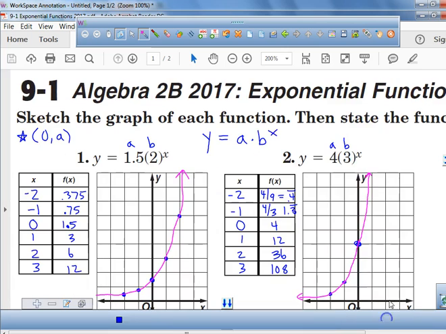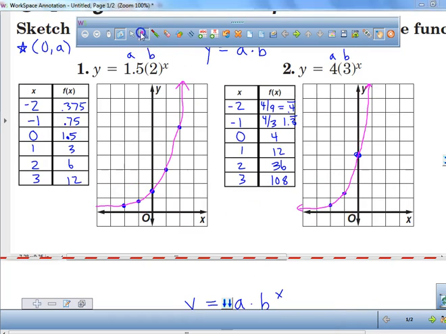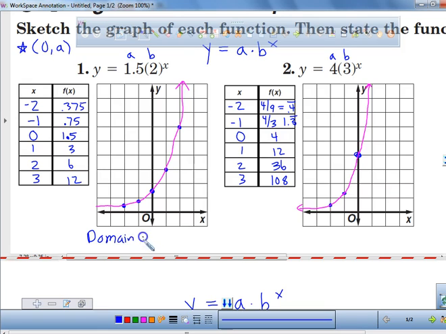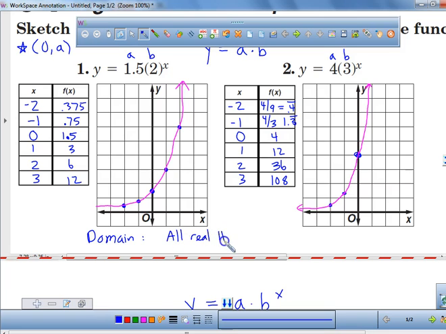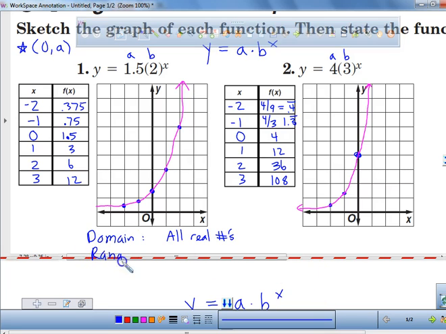Now, the one thing that it also asks you to do is to state the domain and the range. So everybody, for the domain, for all of these, I want you guys to write the domain are all of your x values, but all real numbers. Okay? All real numbers. Your range, all of your y values, every single y value, is greater than 0. It's not equal to 0.